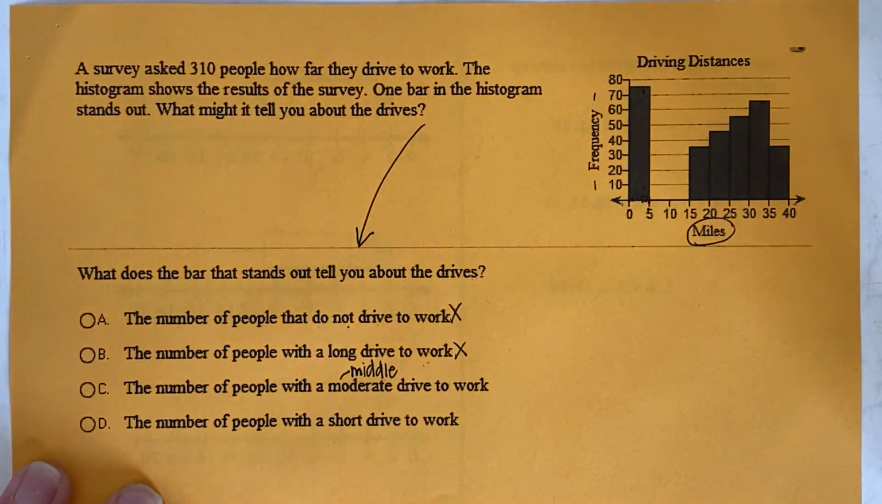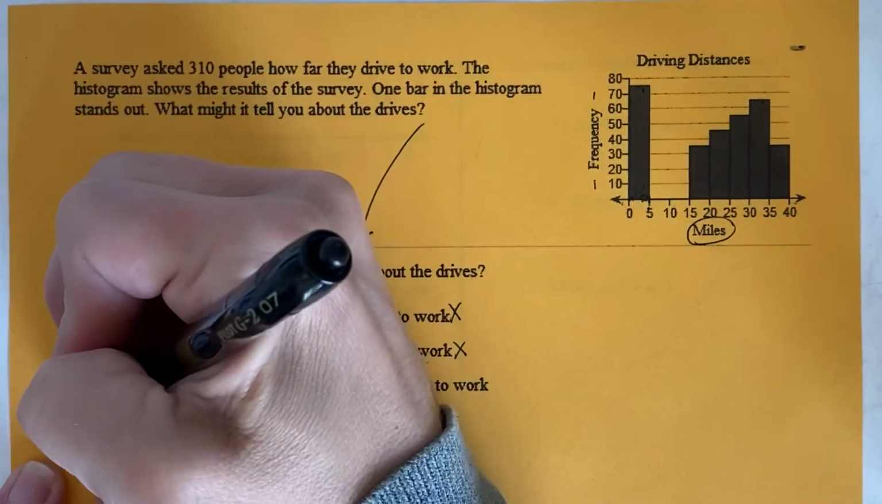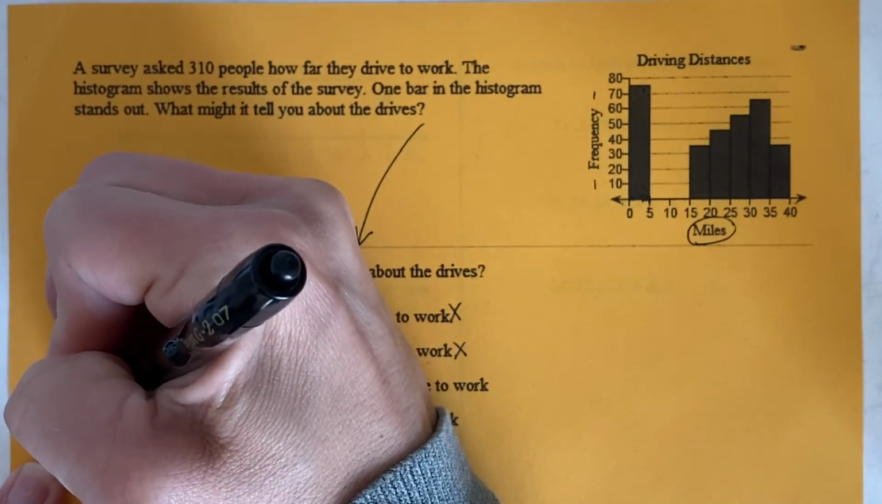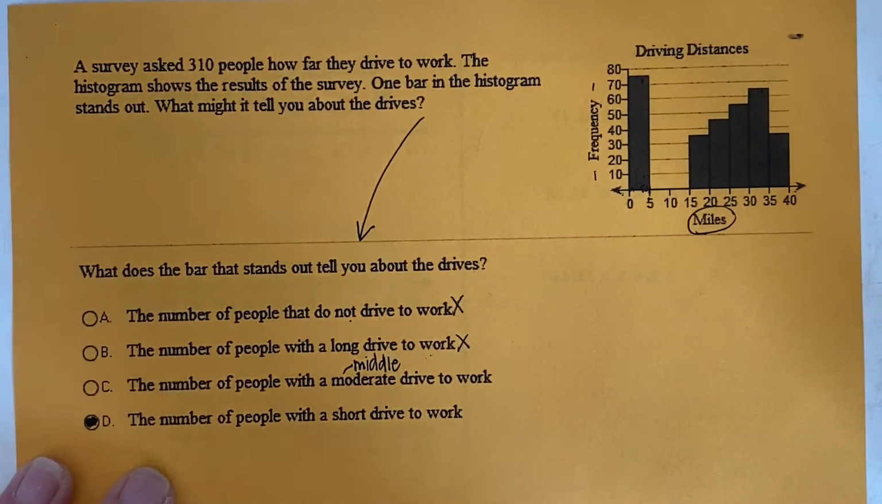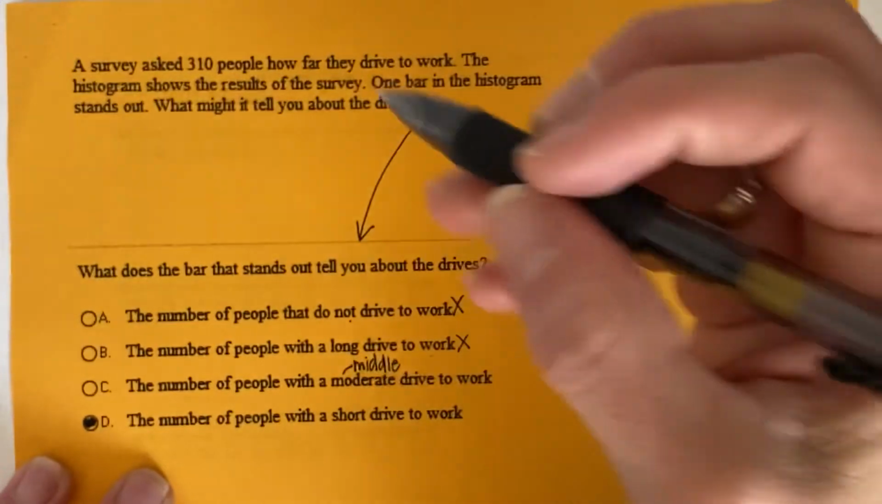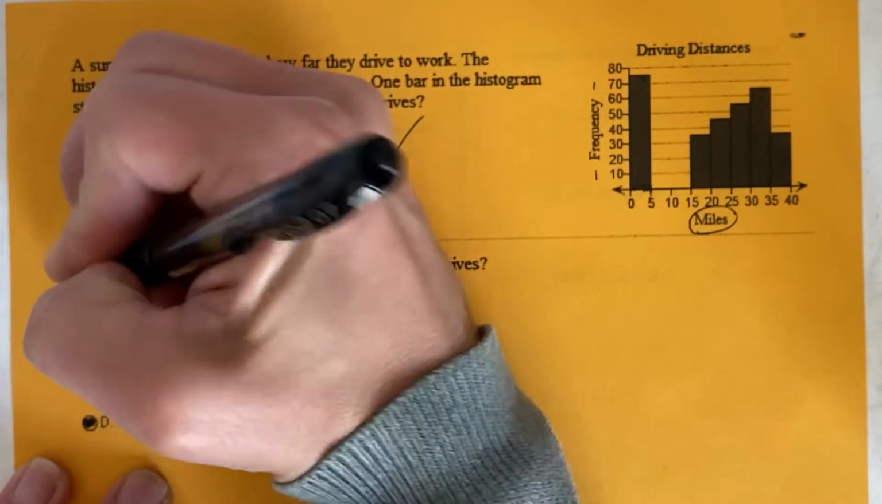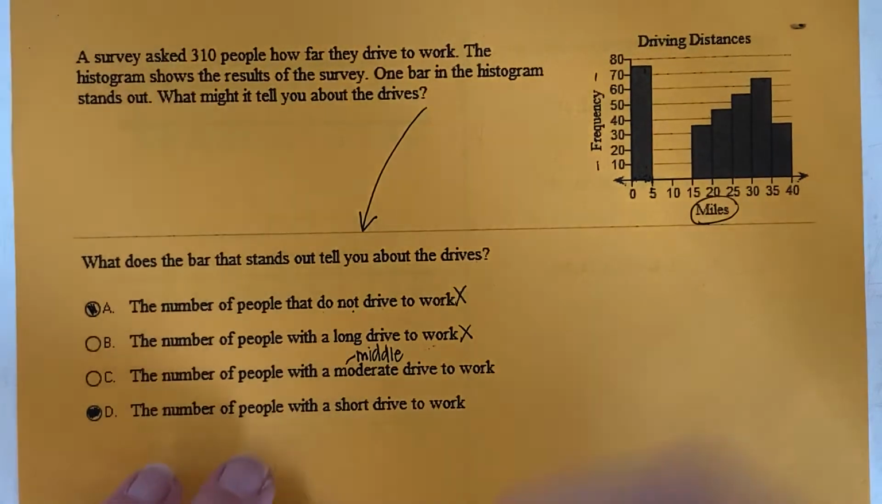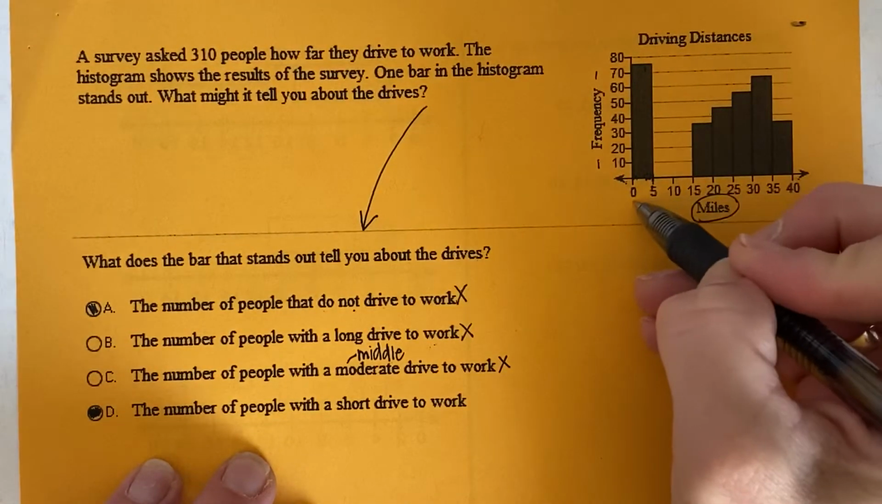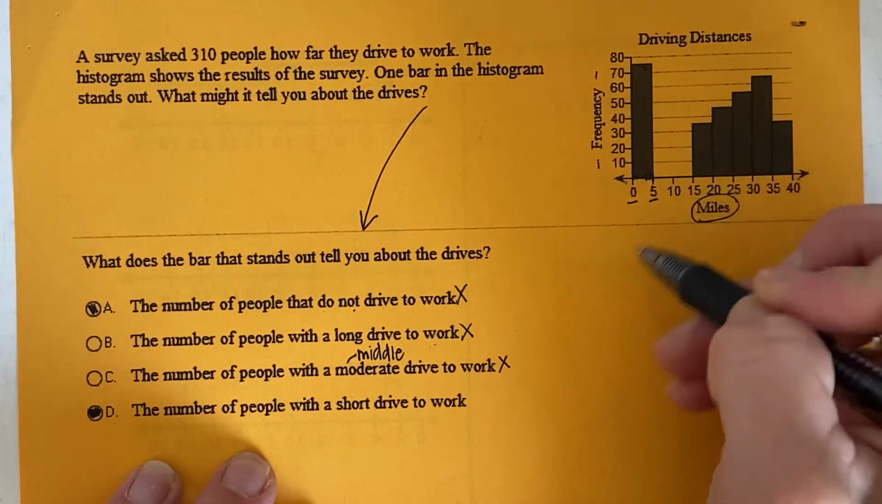So we're going to say, what does the bar that stands out tell us about the drives? This is the number of people with a short drive to work. If you wanted to color in too, I guess I could see you wanting to color in A as well. That's going to be up to you, because it does include both people who don't have a drive at all and people who have a short drive.